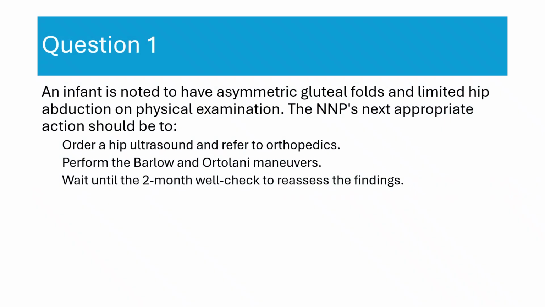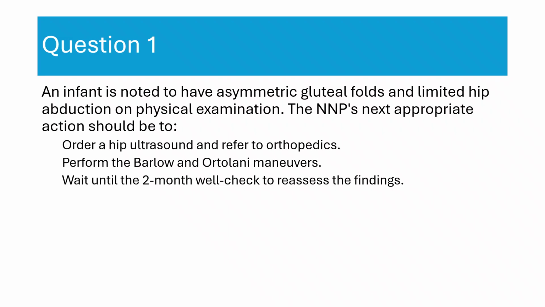An infant is noted to have asymmetric gluteal folds and limited hip abduction on physical examination. The NNP's next appropriate action should be to: order a hip ultrasound and refer to orthopedics; perform the Barlow and Ortolani maneuvers; wait until the 2-month well check to reassess the findings. The correct choice is perform the Barlow and Ortolani maneuvers.